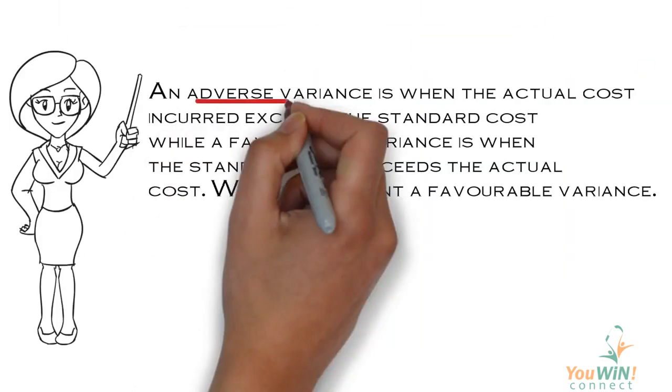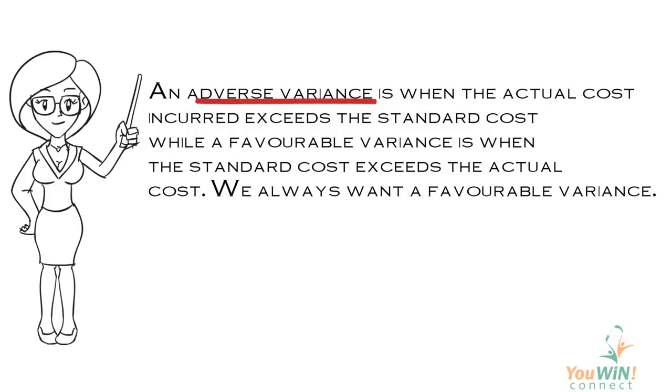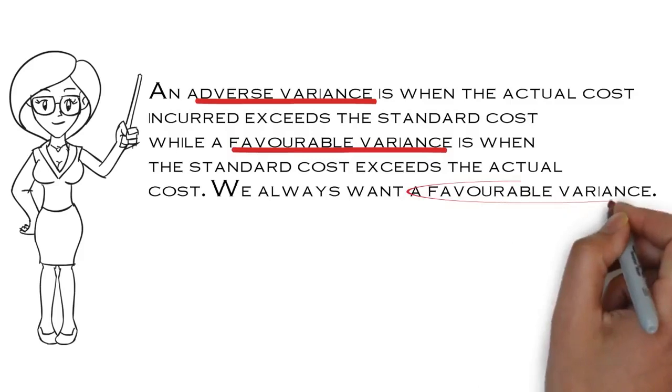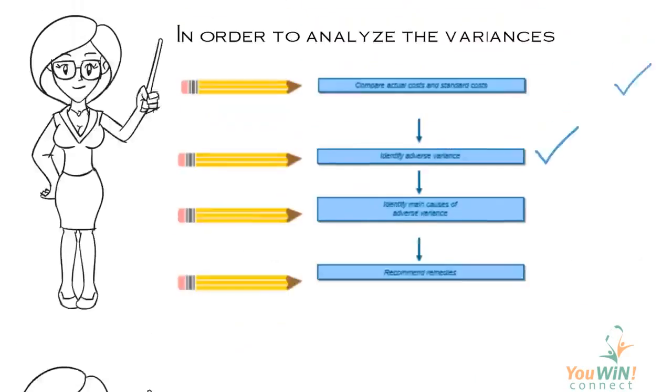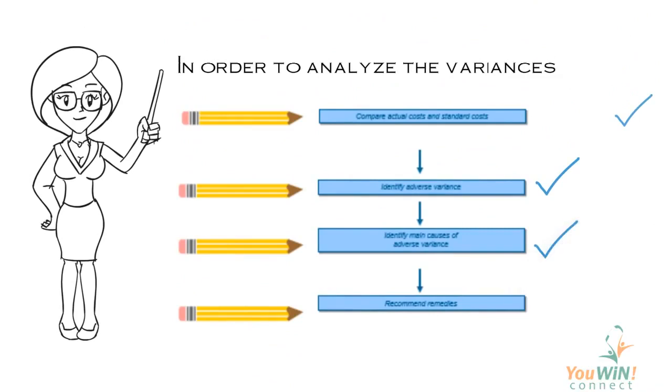An adverse variance is when the actual cost incurred exceeds the standard cost, while a favorable variance is when the standard cost exceeds the actual cost. We always want a favorable variance. But where you have an adverse variance, you need to identify the main causes of the adverse variance and take corrective steps to remedy the situation.